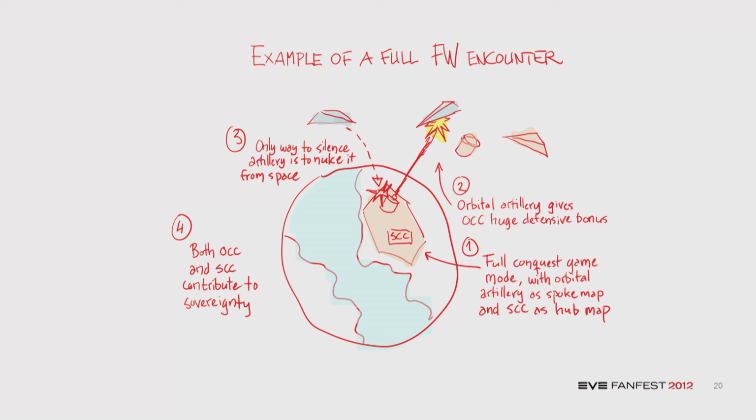So in this case, the way that you would silence that gun is that you would always try to go with the infantry and silence it, but orbital bombardment could also switch it off. So that creates a nice interplay between the surface and the orbit. This is still all NPC seeded, of course. But this is the way we're envisioning taking it forward towards sandbox gameplay.